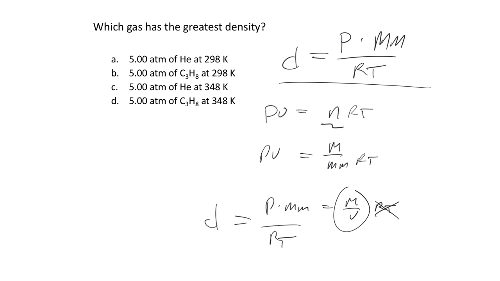Okay, so for the gases here, we have 5 atm of different gases, but at different temperatures. And so the pressures are the same for each of them, so there's no change in pressure. If I have a higher molar mass, I'm going to get a greater density. So a substance with a greater molar mass at the same temperature and same pressure will have a higher density. So I want a higher molar mass, so it'd be better to have C3H8 than helium.